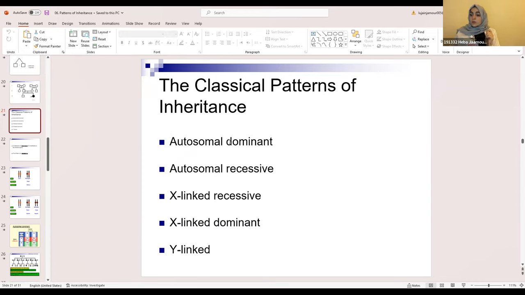When we say dominant, this means if we have one affected allele, then the individual is affected. When we have two affected alleles, they are also affected. When it comes to autosomal recessive, if there is one affected allele, we call them a carrier. They do not show the disease, but they can pass it on to their offspring. If they have two abnormal alleles, then they are an affected individual, and of course, they can pass it on as well.